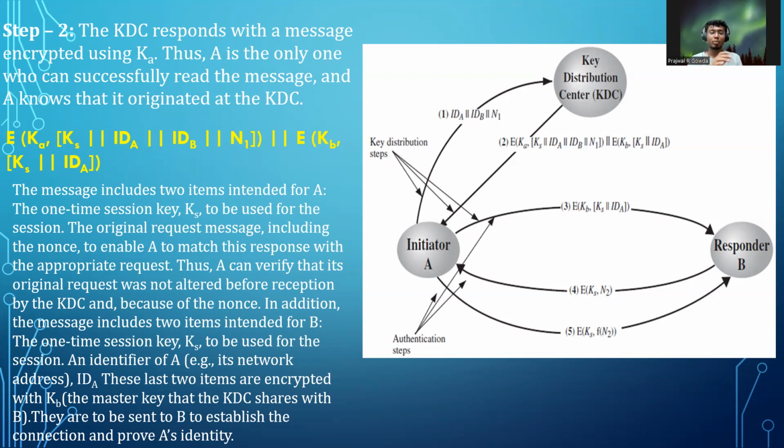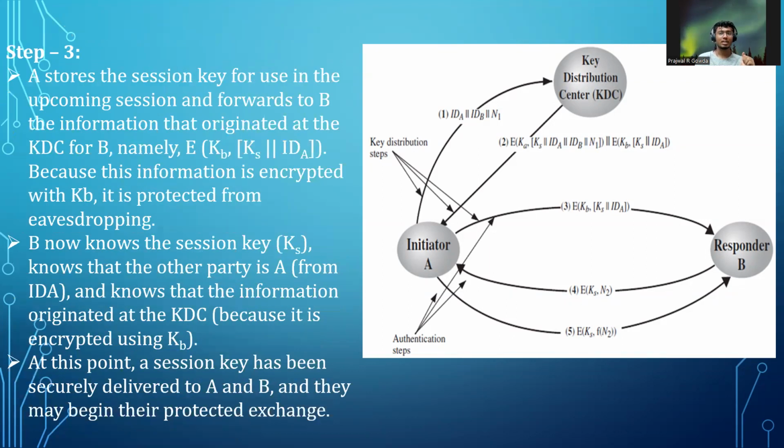They are to be sent to B to establish the connection and prove A's identity. Step 3. A stores the session key for use in the upcoming session and forwards to B the information that originated at the KDC for B, namely E of KB, because this information is encrypted with KB, it is protected from eavesdropping.